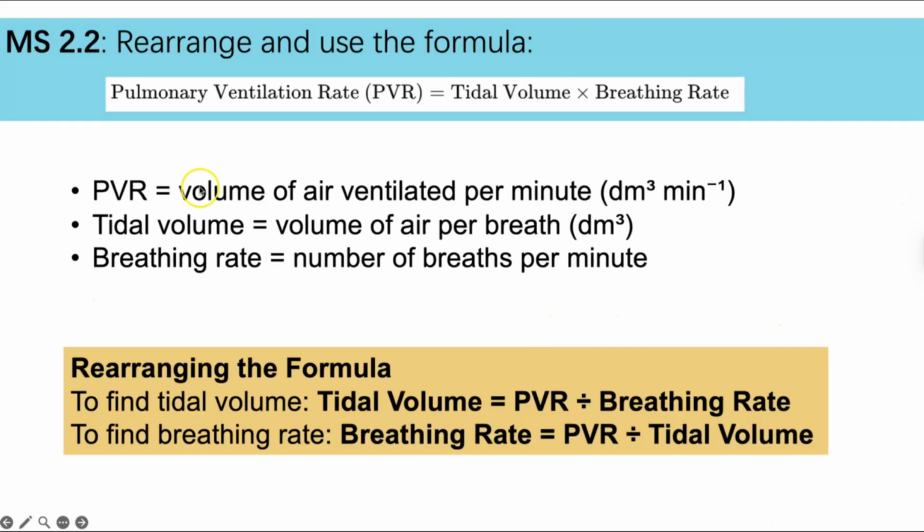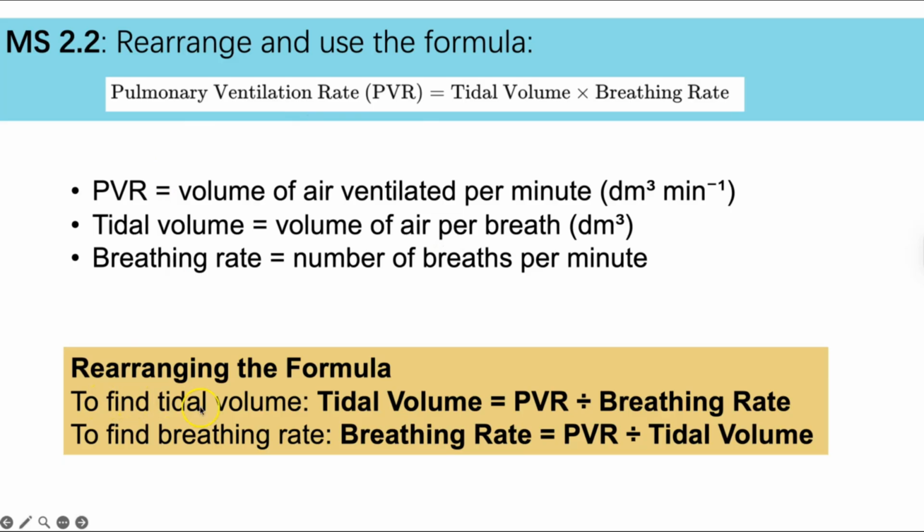So the PVR, the pulmonary ventilation rate, that is the volume of air ventilated per minute, and that would typically be in decimeters cubed as our unit for volume per minute. Tidal volume is the volume of air per breath, and because it's volume, it's going to be in decimeters cubed. And then breathing rate is number of breaths per minute. So that would be our formula.